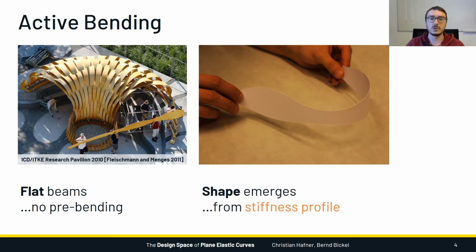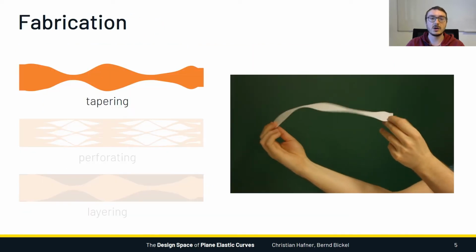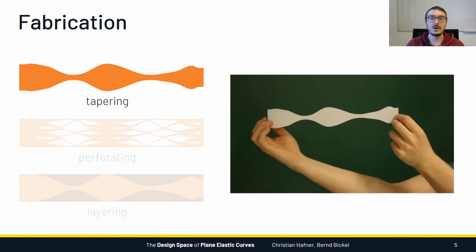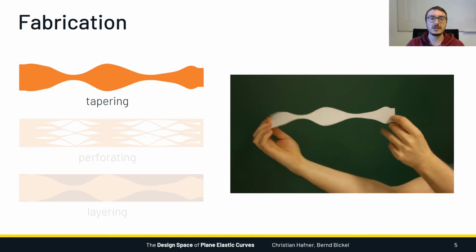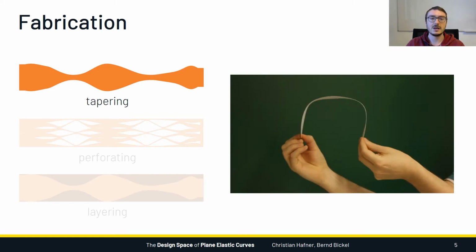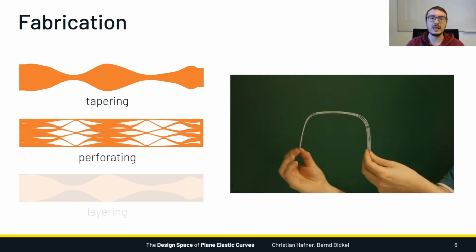And what we can do to control the geometry of the curved shape is to adapt the stiffness profile of every element. So let me give you an idea of how we can control the stiffness profile. One way is to taper the width of the beam, because having wider and narrower sections selectively changes the stiffness, which has an influence on the final shape.